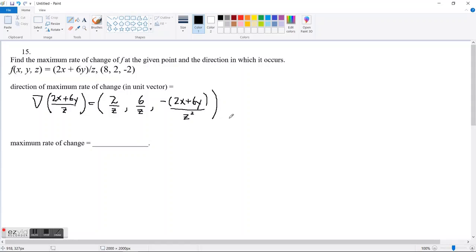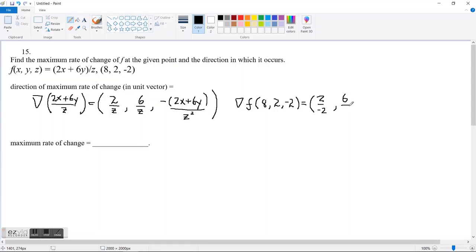Okay, now we need to evaluate the gradient at the point 8, 2, negative 2 to find out the maximum rate of change of our function at that point. In other words, the direction you would go from that point to get the biggest rate of change. So we just plug in 8 for x, 2 for y, and negative 2 for z. And that will be a vector pointing in the direction of the maximum rate of change.